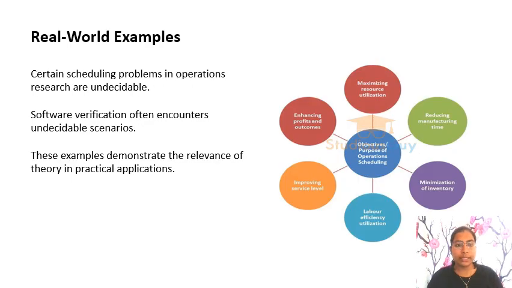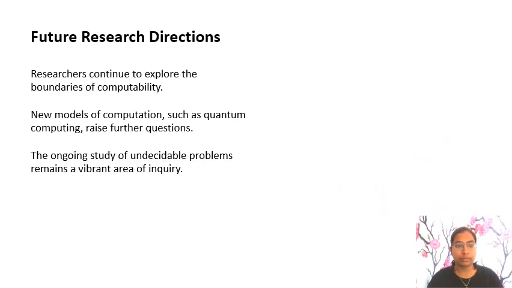Real world examples. Certain scheduling problems in operations research are undecidable. Software verification often encounters undecidable scenarios. These examples demonstrate the relevance of theory in practical applications. Objectives or purpose of operational scheduling: maximizing resource utilization, reducing manufacturing time, minimization of inventory, labor efficiency utilization, improving service level, enhancing profit and outcomes.